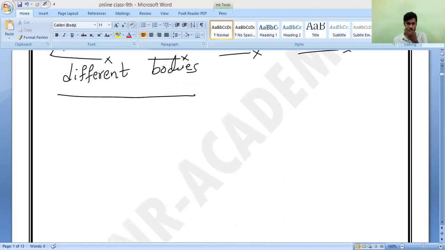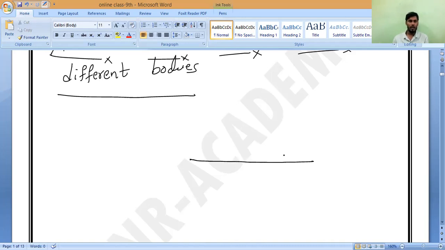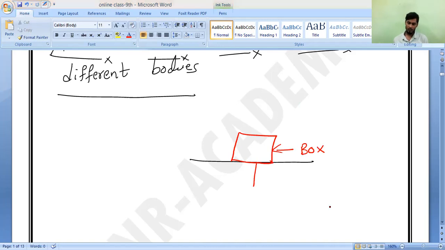Now, as we know, if we keep some box on the ground, four forces are acting on it. Suppose this is the ground, and I have placed a box on it. Where is the action and where is the reaction? Please let me know. Sir, gravity is the action, and the force exerted by the box is the reaction.